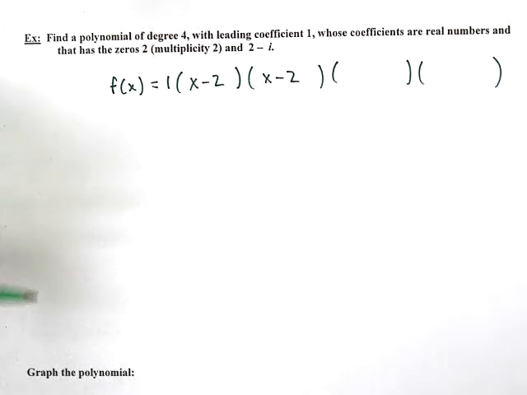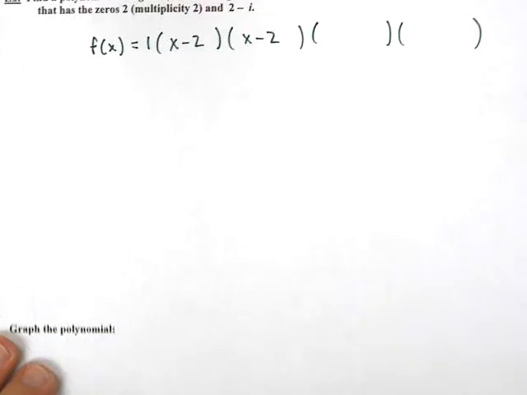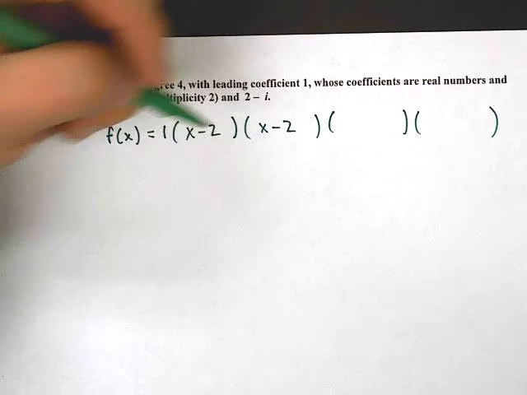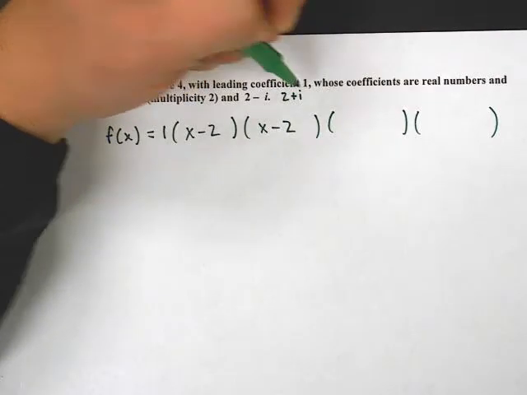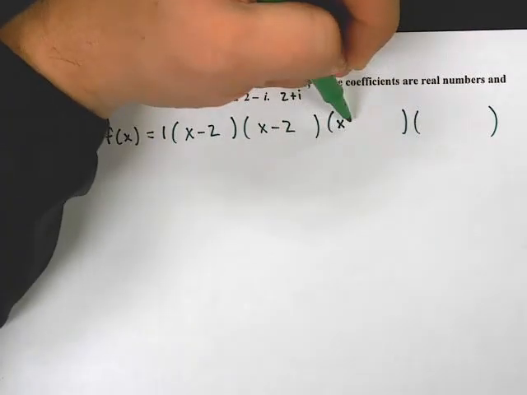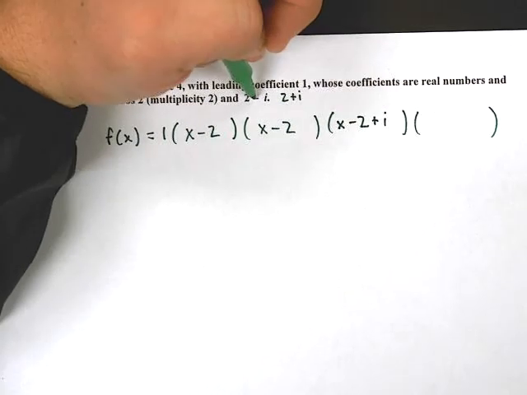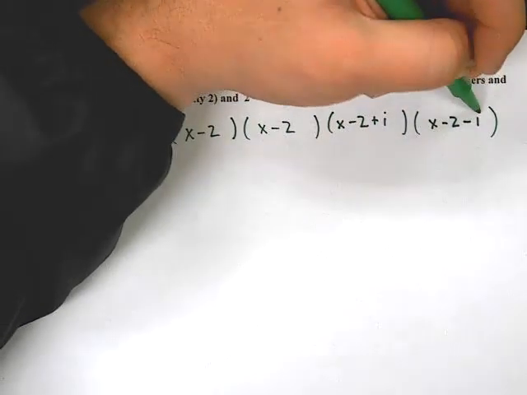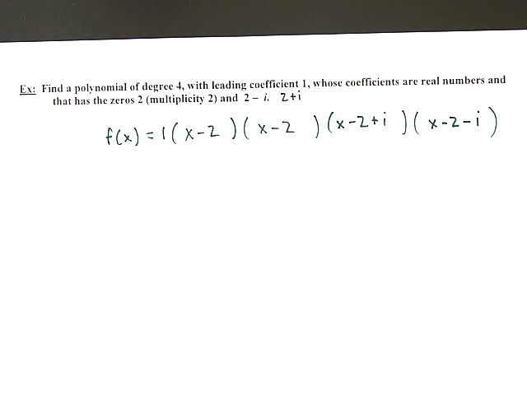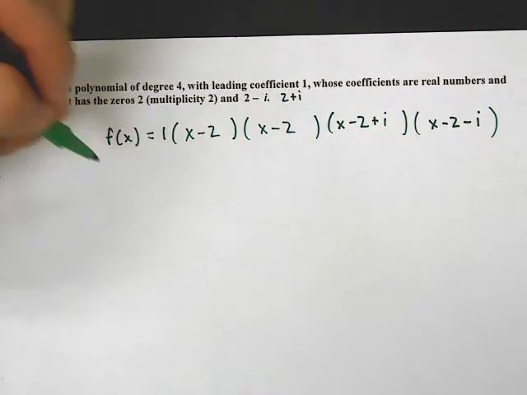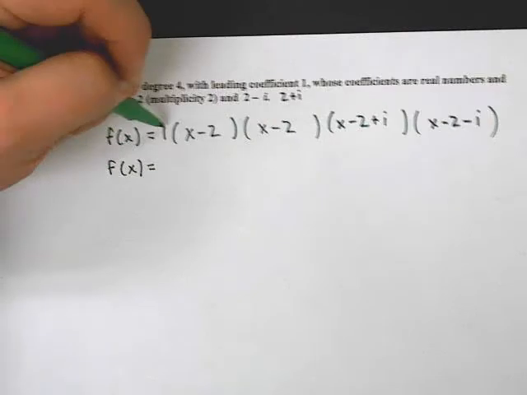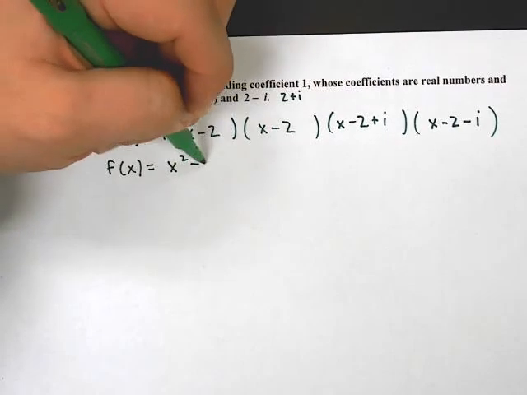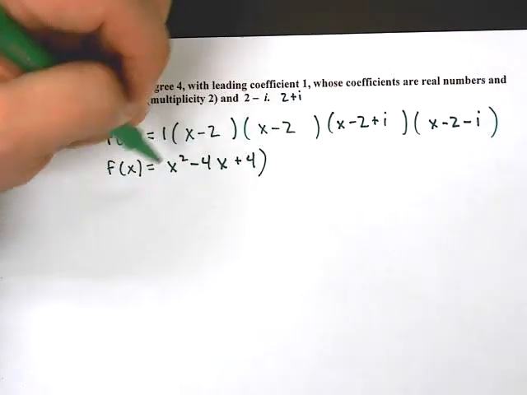And then 2 minus i, which means, what's that last one, guys? What's my last zero? 2 plus i. So now I write it. x minus (2 plus i) from this one, because I have to change the signs everywhere, and x minus (2 minus i). All right. Now, as we move on, f of x, we don't have to worry about the 1 anymore. We know that x minus 2 times x minus 2 is x squared minus 4x plus 4, right? That looks good.